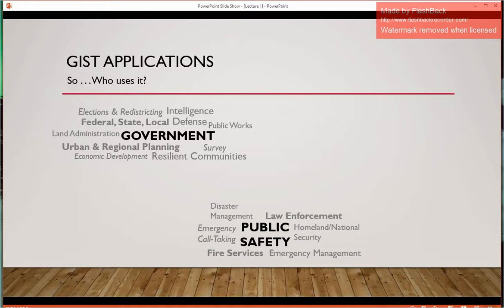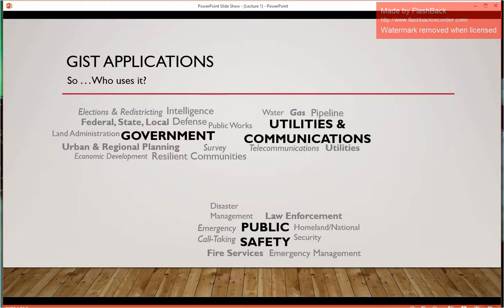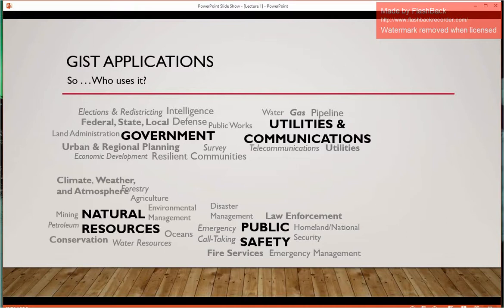Next is public safety. First thing that comes to mind is emergency call taking and 911 dispatching relies heavily on using GIS and GIS technology. Utilities are another aspect that rely on GIS and GIS technology in a way you might not realize, because if you think about it, utilities and communications are actually all big networks. They're all physical networks that run across the country or a region, and those networks are actually mapped out using GIS technology. And of course we have our natural resources, so our climate, our weather, our atmosphere.